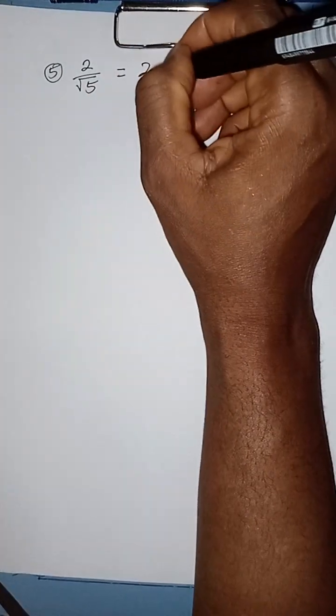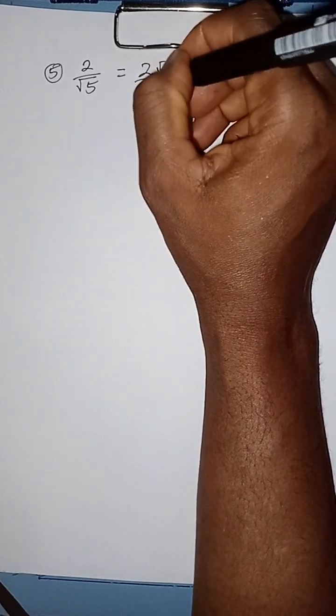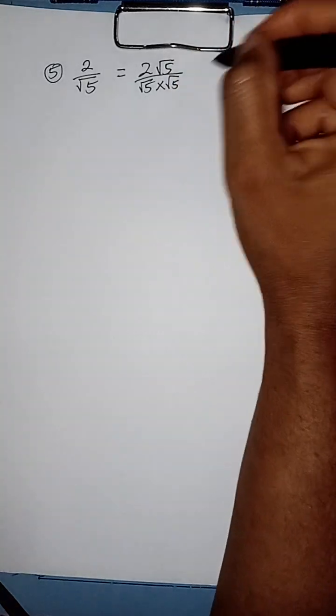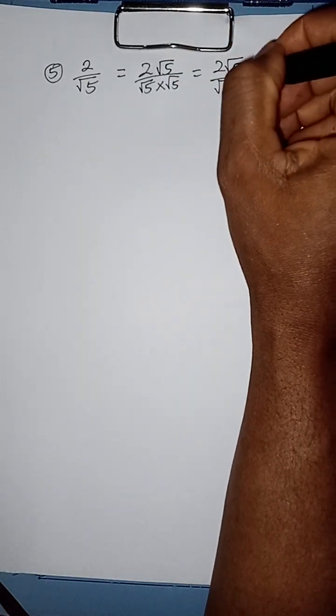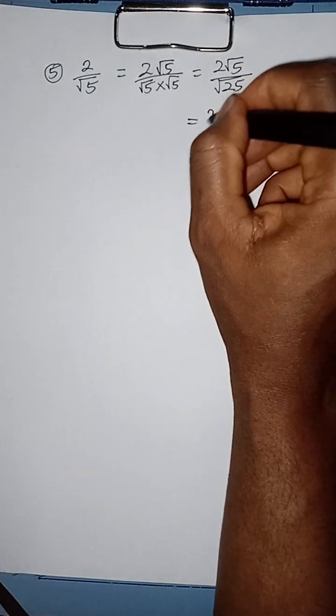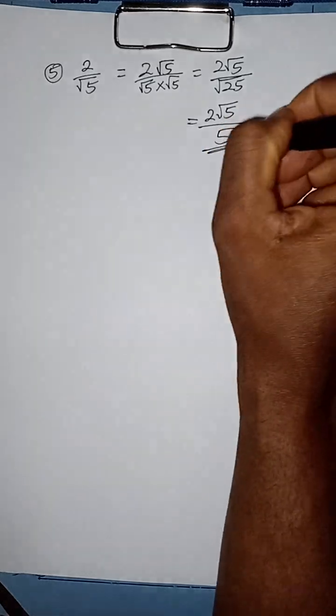I have 2 divided by root 5. It's the same procedure. This is an irrational denominator. So we'll leave our answer in rational denominator. How do we do that? You multiply by root 5, the numerator and the denominator. So that this is 2 root 5 divided by root 25. And the final answer is 2 root 5 over square root 25, it's 5.